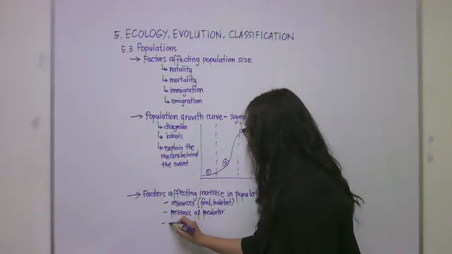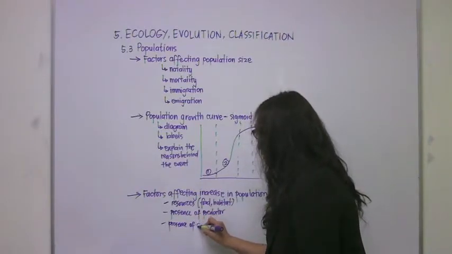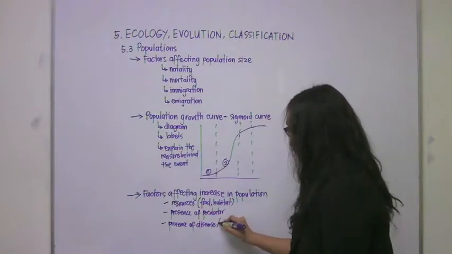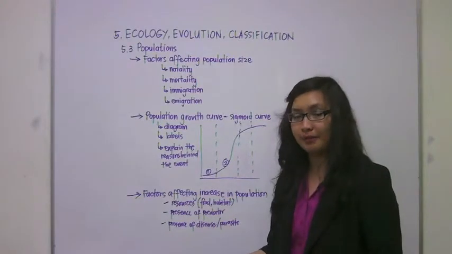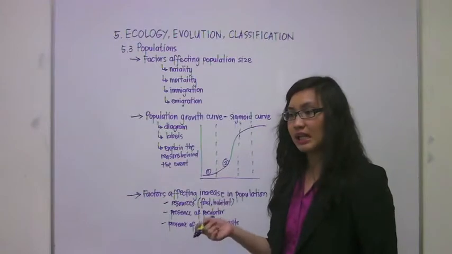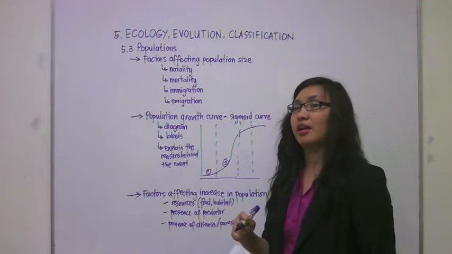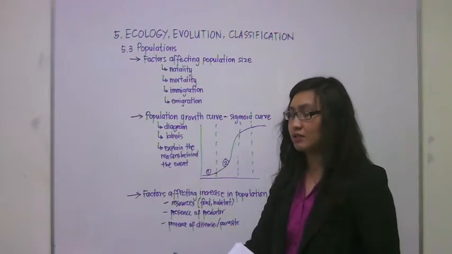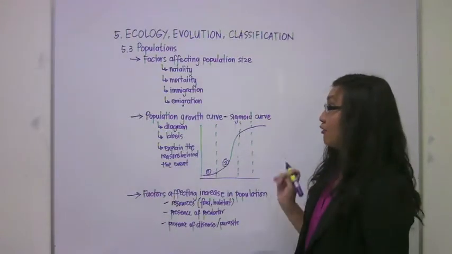Apart from that, we have to indicate the presence of disease or parasites. Obviously, the presence of disease and parasites decreases the population size. So if students can think of more factors, then so much the better. And if they're able to relate them to what is naturally occurring in the ecosystem, then it's better as well. So that would be all for populations.